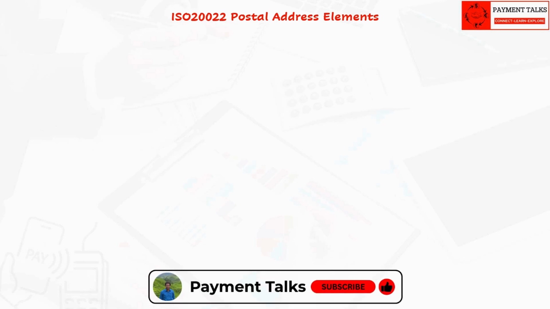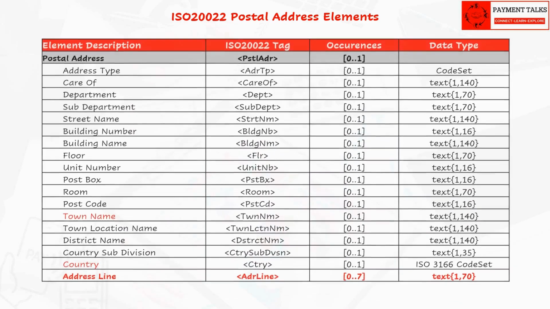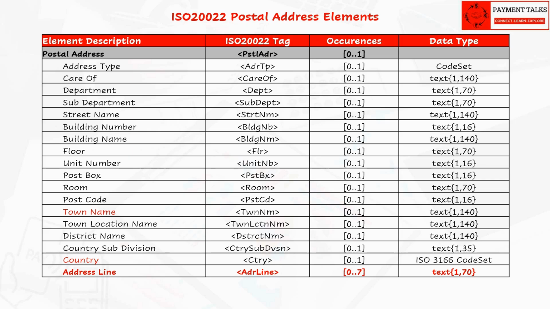Before we understand these points, let us first understand the postal address elements that are available in the ISO message. As we already discussed in previous videos, ISO reuses components from its data dictionary. Postal address is a component which is reused in all ISO messages. Here you see the ISO schema of the postal address. Please note the following important points here.